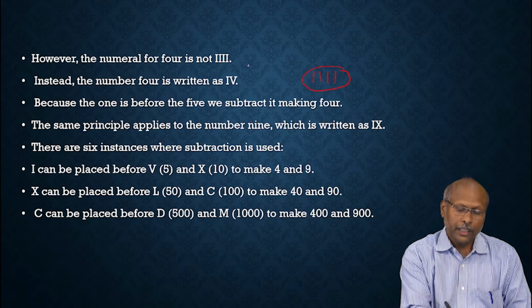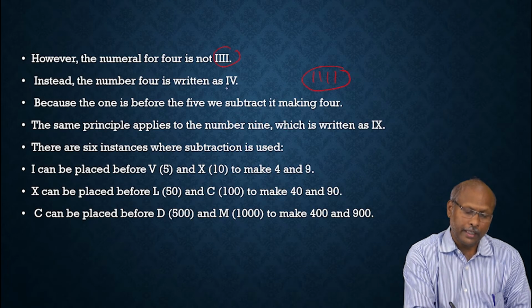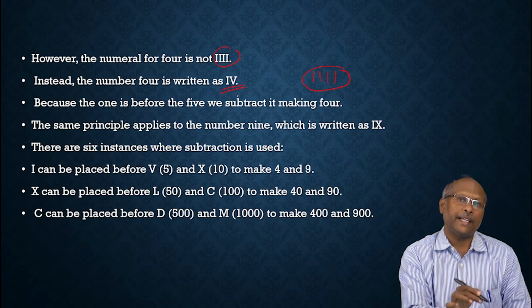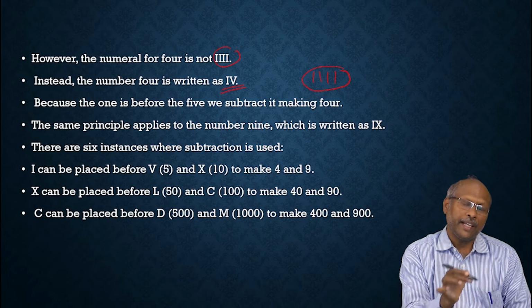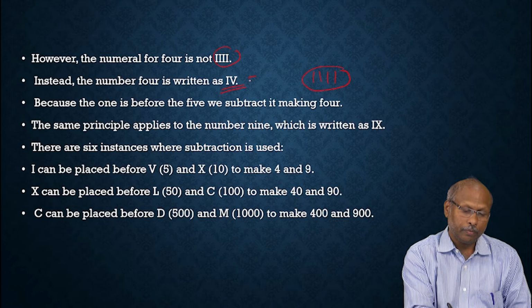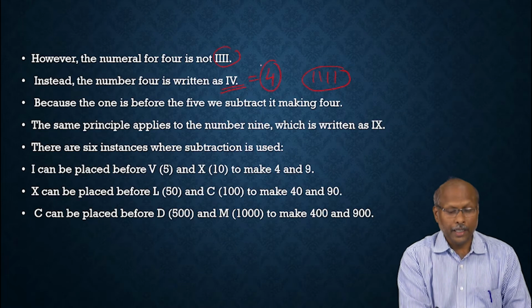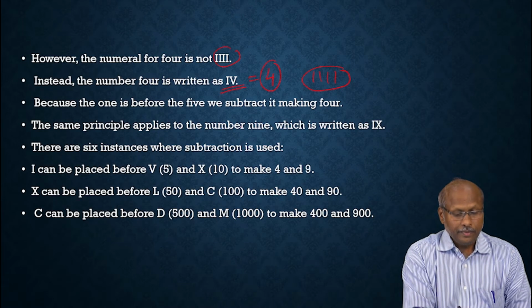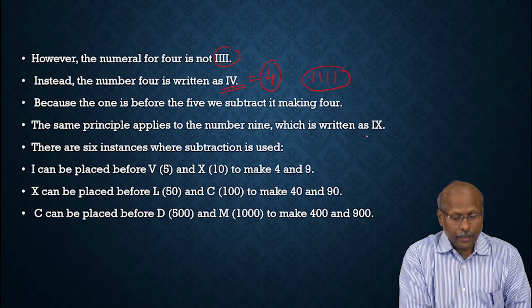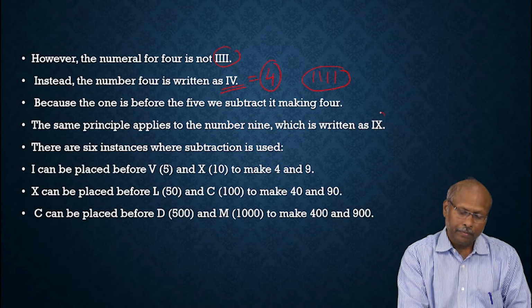So for 4, there is a special case. Instead of writing four I's, you should write IV. That means before V, you write I. If you write I before V, that means 5 minus 1, that is 4. Similarly, before X, if you write I, it becomes IX. IX means 9.